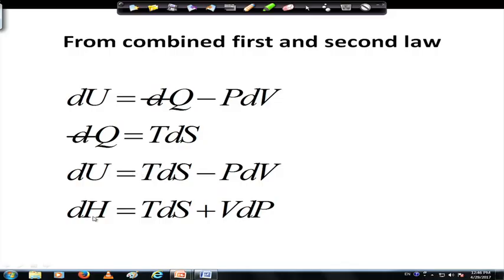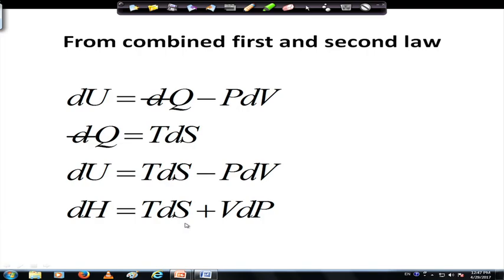Under these conditions we find that the equation is applicable, and if we replace U with H plus PV, then if we replace this PdV with d(PV) minus VdP, then we can write down the internal energy equation in the form of enthalpy. So, from the combined first and second law, we have obtained these two generalized equations.